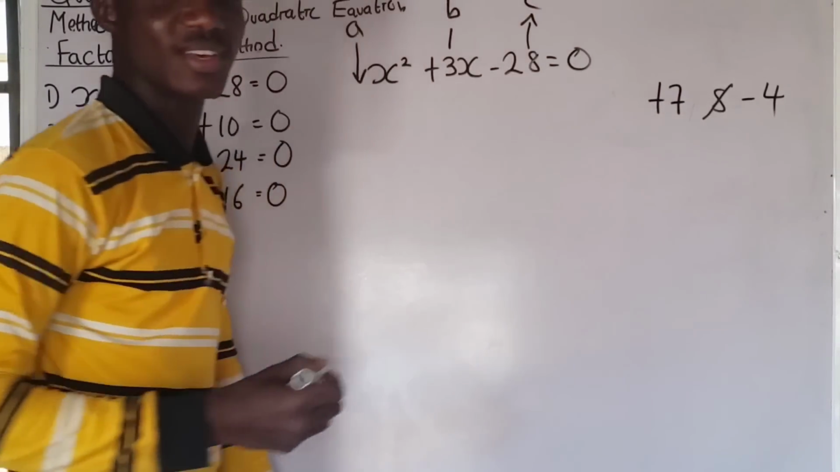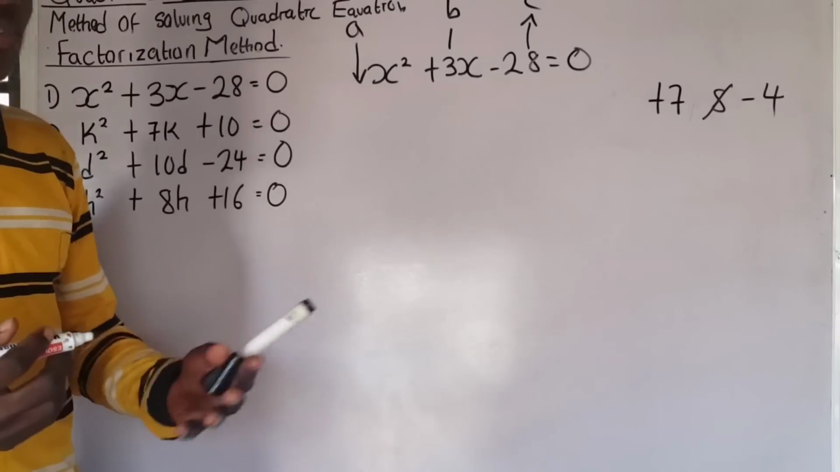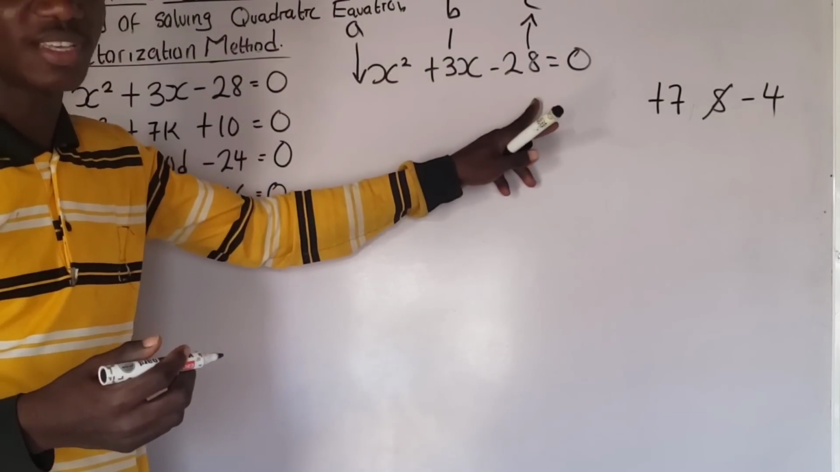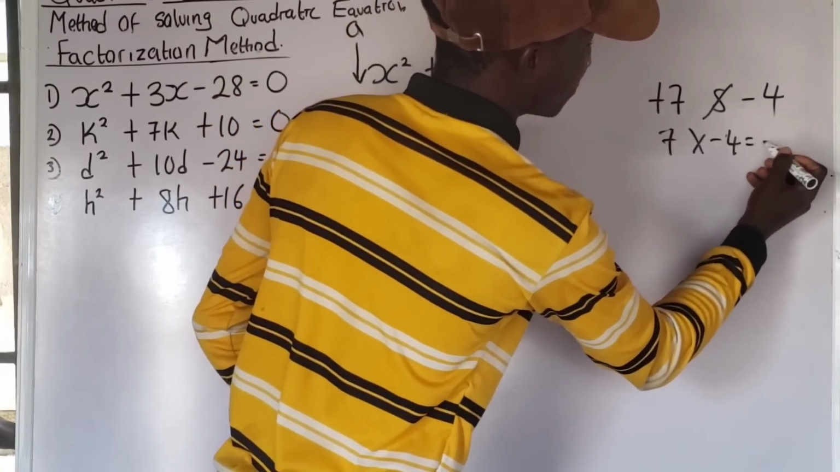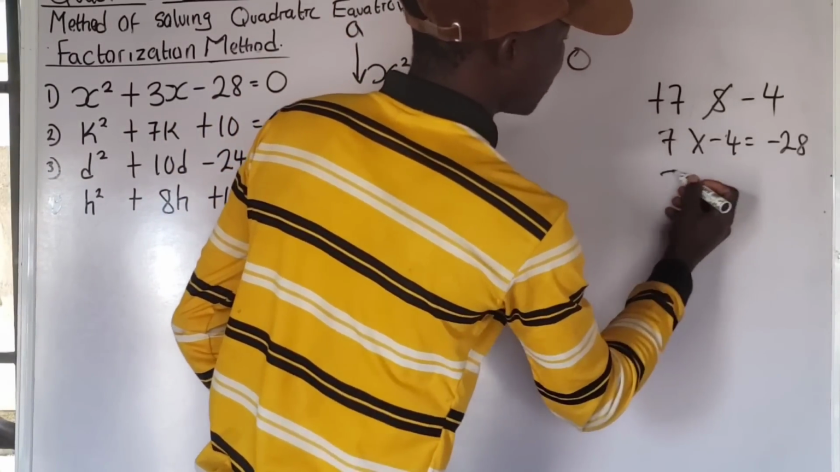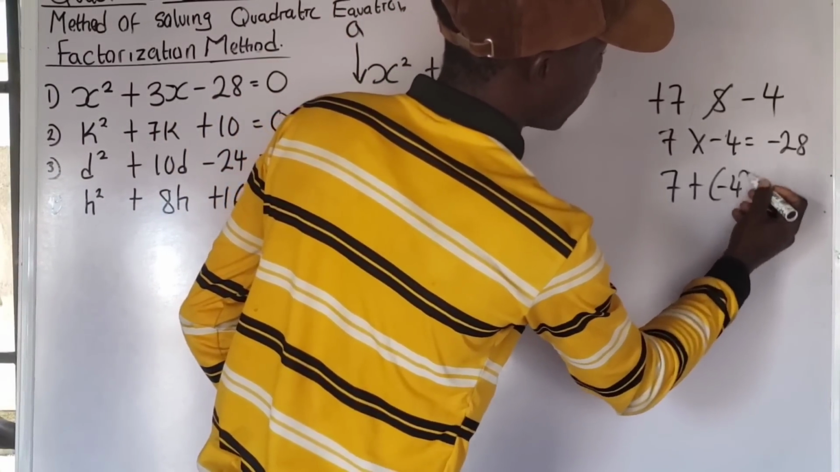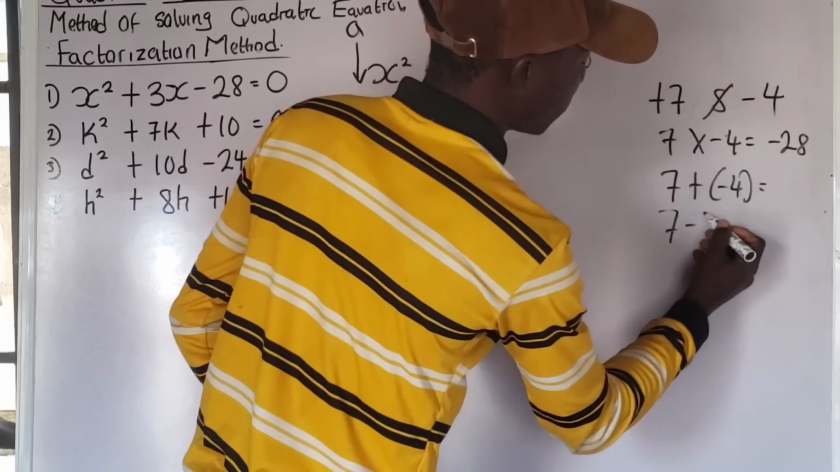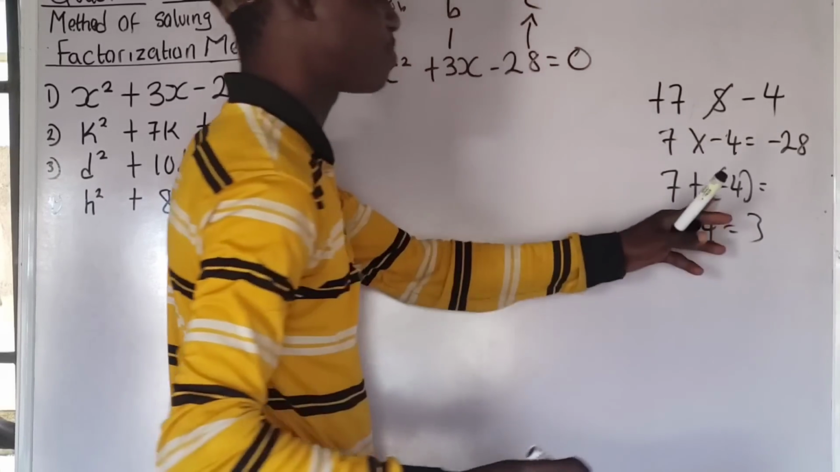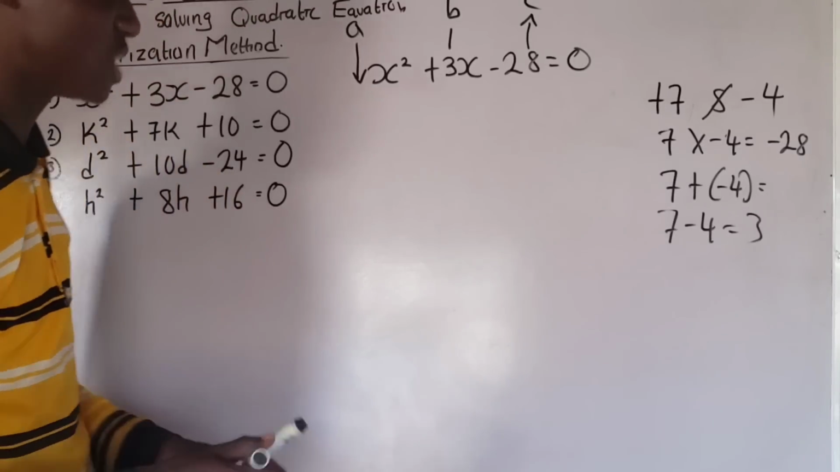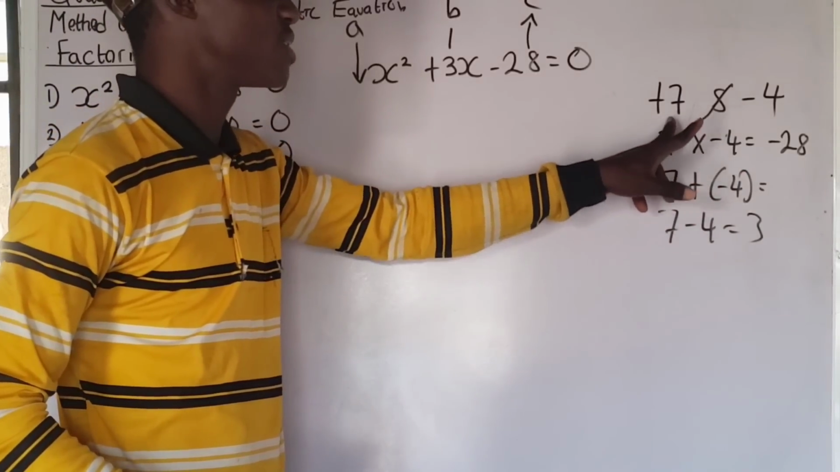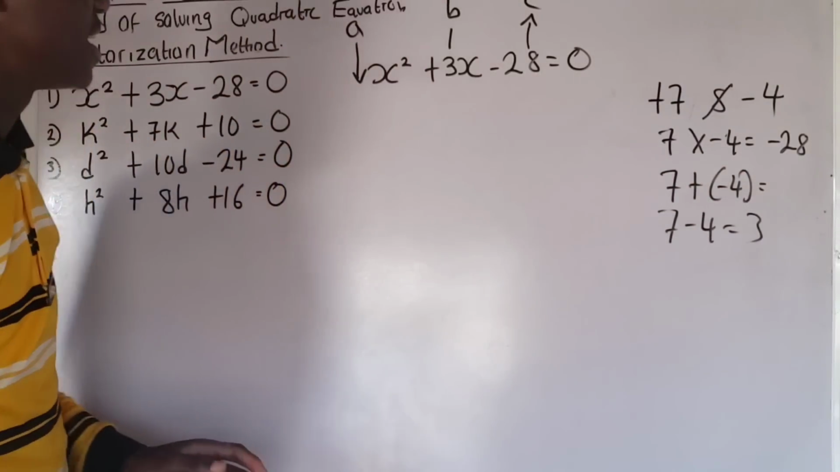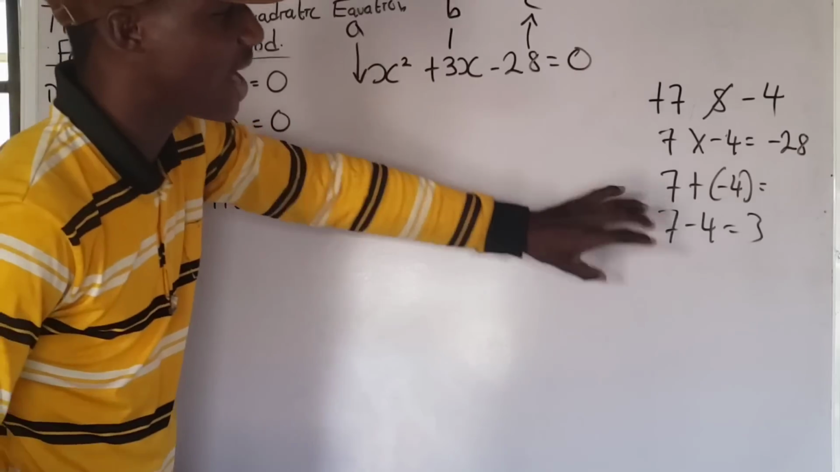You understand? You just have to think. 7 times negative 4 will give me negative 28. Let us try. 7 times negative 4, that is what? Negative 28. And 7 plus negative 4, that will be what? 7 minus 4, which is 3. You understand? Because positive times negative is what? Negative. So those two numbers are what? Positive 7 and negative 4. If I add these two numbers together, I got 3.